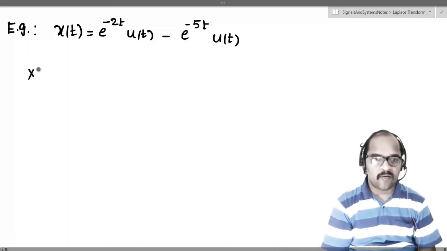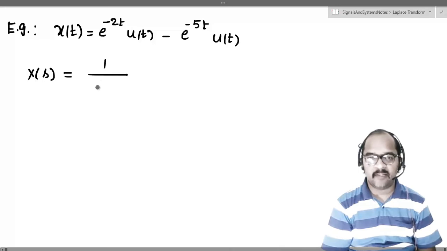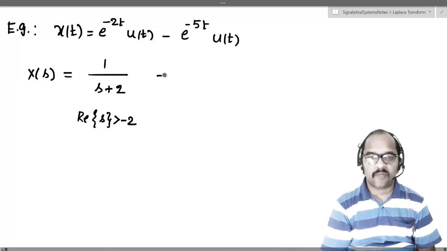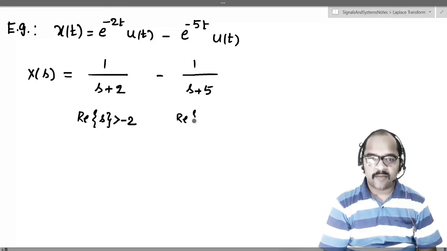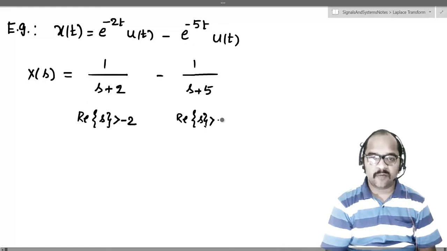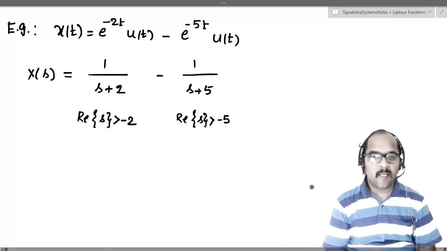So for this, what will happen to X of s? X of s would be equal to, so the first one is, as usual, e power minus 2t u of t. That will have 1 by s plus 2 as the Laplace transform with ROC real part of s greater than minus 2. The second one will have minus 1 by s plus 5, because of the minus sign, which you get because of the linearity property, which we will see later. The second one will have 1 by s plus 5 as a Laplace transform with ROC real part of s greater than minus 5.